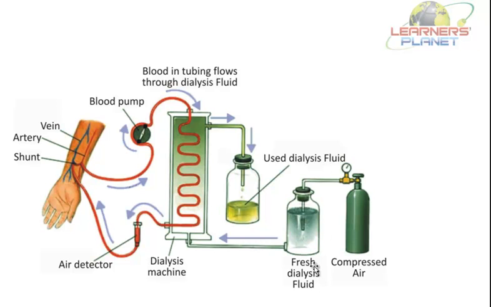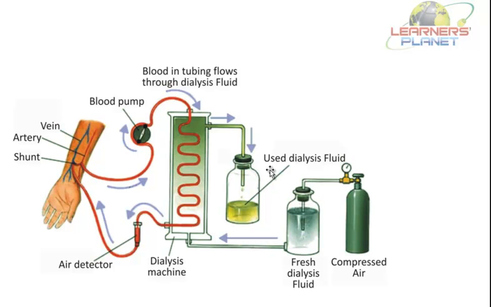And then here the fresh dialysis fluid is attached, which again goes to the dialysis machine, and from here it goes again to the blood, right? By compressed air, this fresh dialysis fluid is also maintained. The used dialysis fluid is collected in this glass beaker or glass bottle, and from here the compressed air, which also maintains the fresh dialysis fluid, goes to the dialysis machine. After that, after detecting air, it again goes into the blood present in our body. So in this way the dialysis machine works.